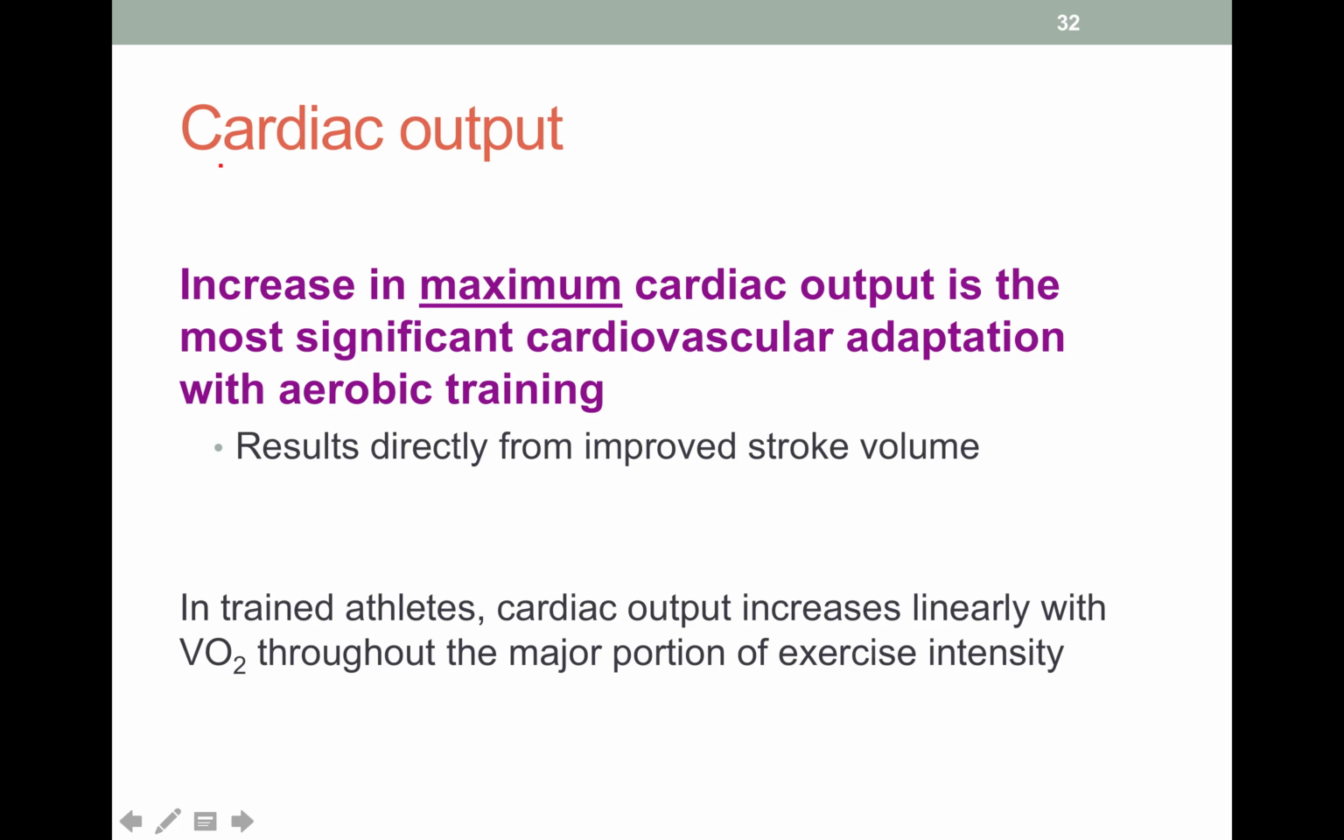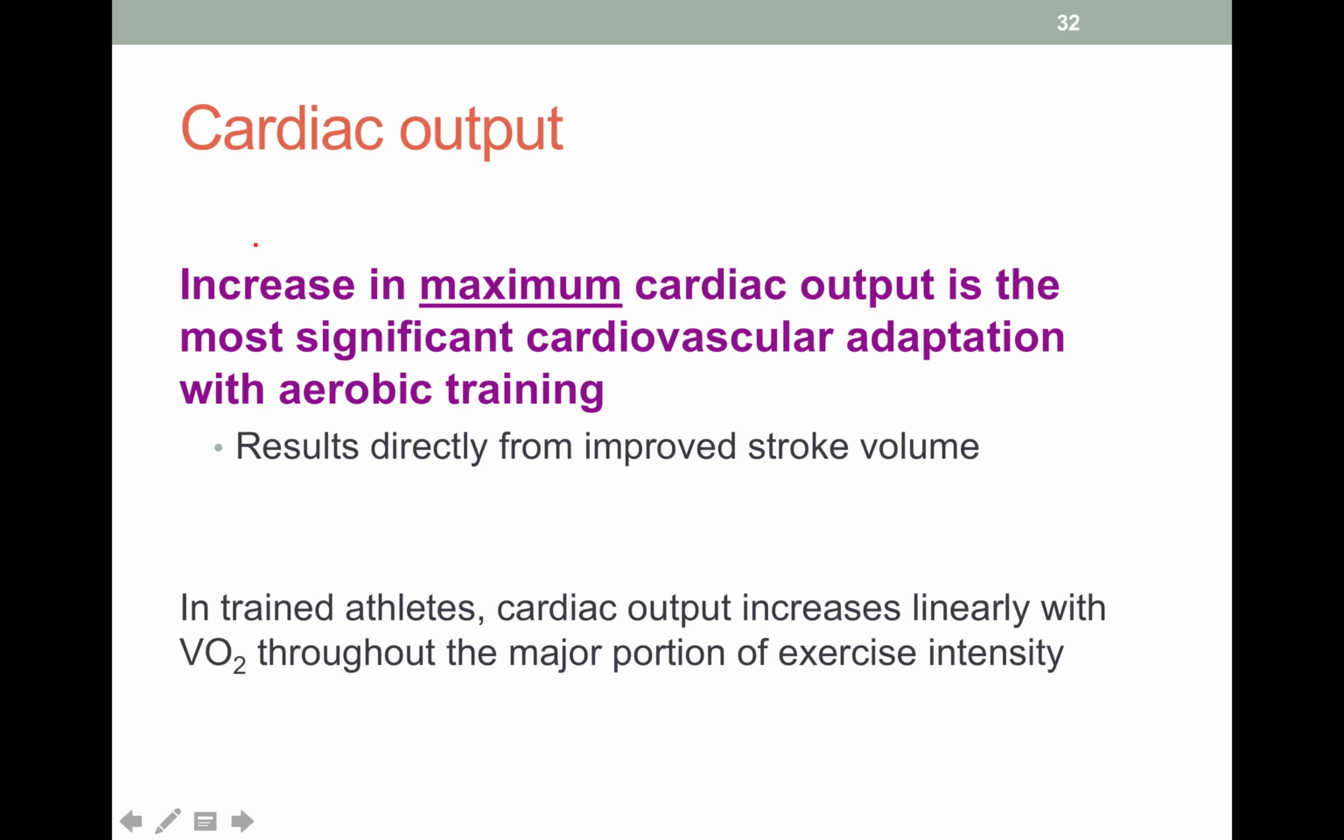Now, an increase in maximum cardiac output is the most significant cardiovascular adaptation with training. I've bolded this, I've underlined it, because it is important. This should be a big hint that this is a test question, okay? This is a huge contribution to why somebody becomes more able to perform aerobically.